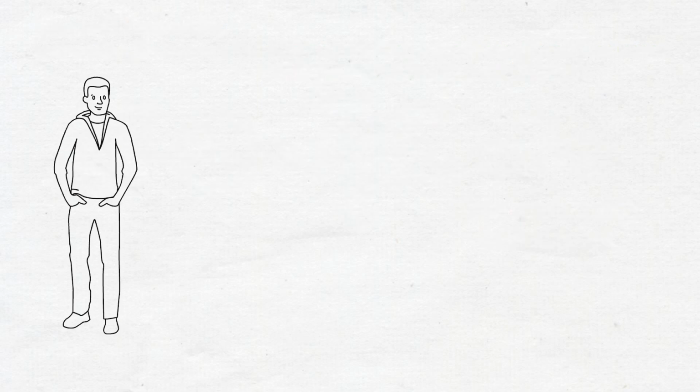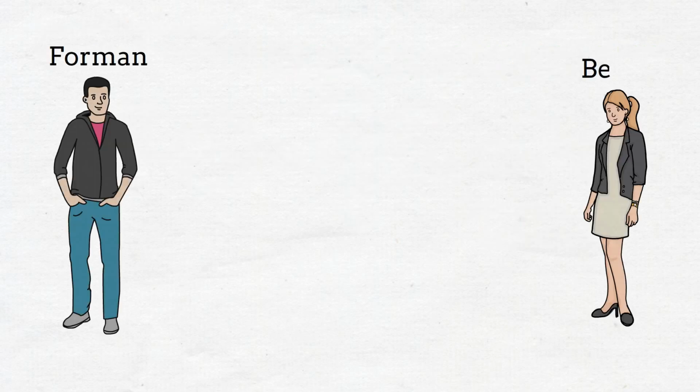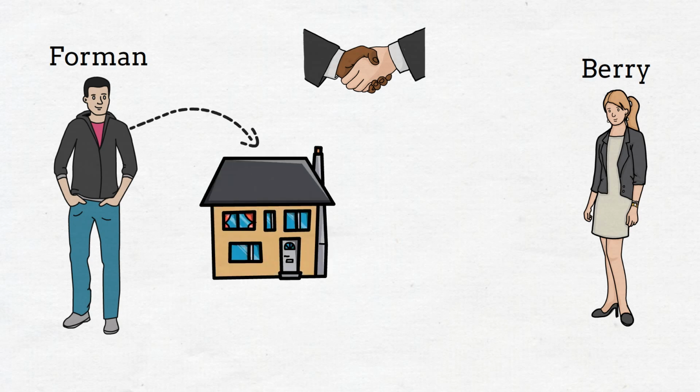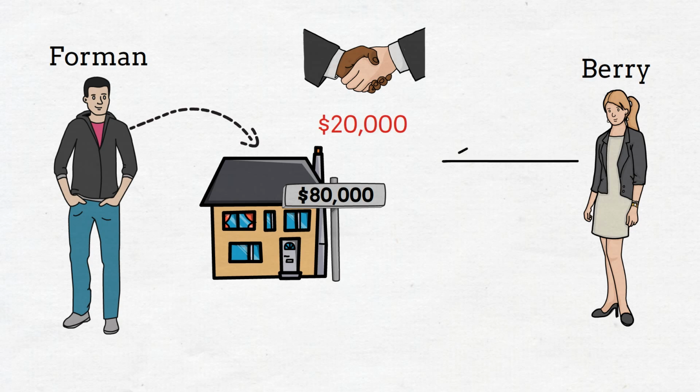For example, assume Foreman and Barry are forming a partnership. Foreman will invest in a building currently being used by another business owned by Foreman. The building has a market value of $80,000. Also, the partnership will assume responsibility for a $20,000 note secured by a mortgage on that building. Barry will invest $50,000 in cash.